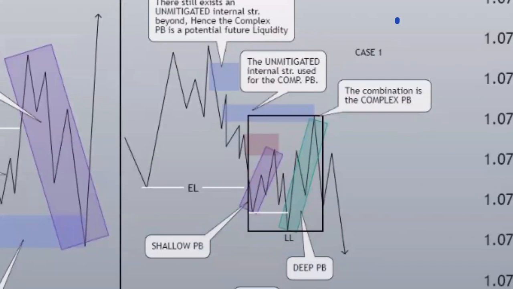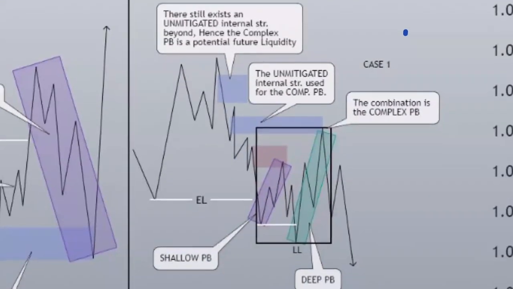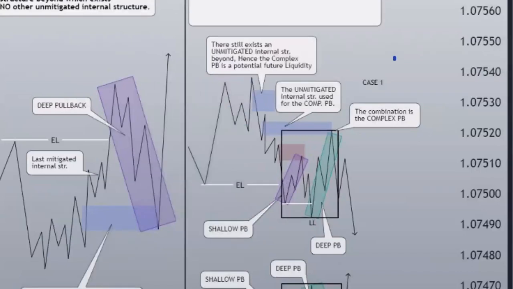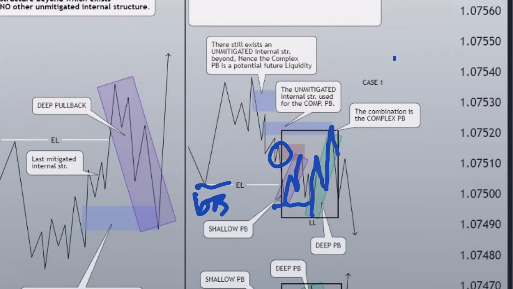In case one, we have the one that is unmitigated. We first have our shallow pullback after price breakout of external liquidity, BOS. So we have our shallow pullback into the last mitigated structure, which creates a lower low, of course, very important. And then a deep pullback into what? Into structure. That's why we say it's a combination, because of course, we cannot say we first have a shallow pullback and then a shallower pullback. Of course, this is not shallower because this is deeper than the shallow.